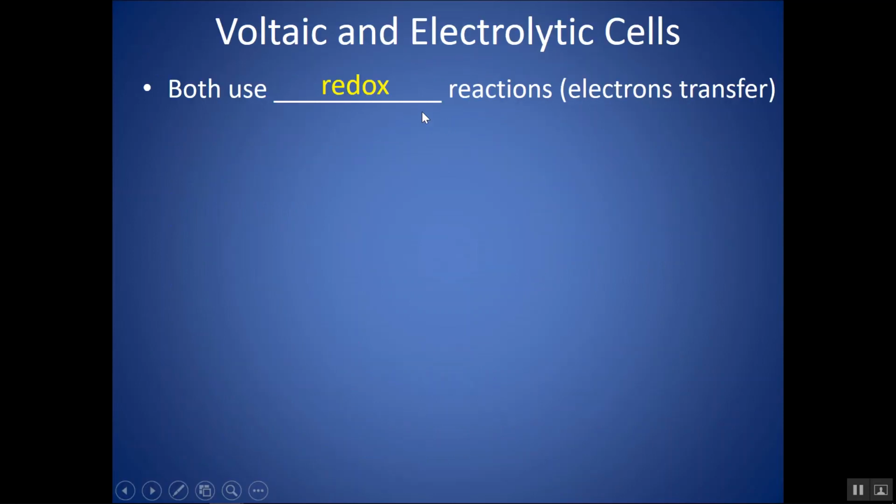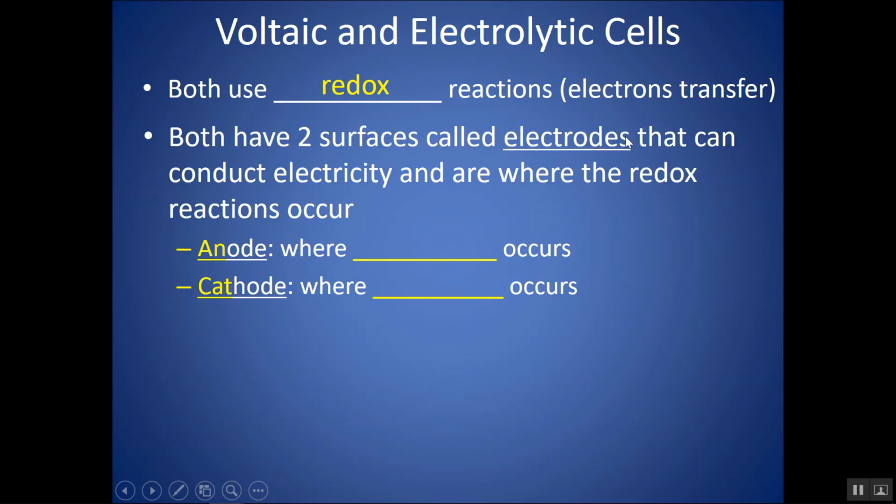Okay. This requires a redox reaction. You need these electrons transferring in order to make this flow of electrons. The two surfaces I was just talking about are called electrodes, those two pieces of metal that you saw soaked in the solution. And this is where the actual redox reactions occur.